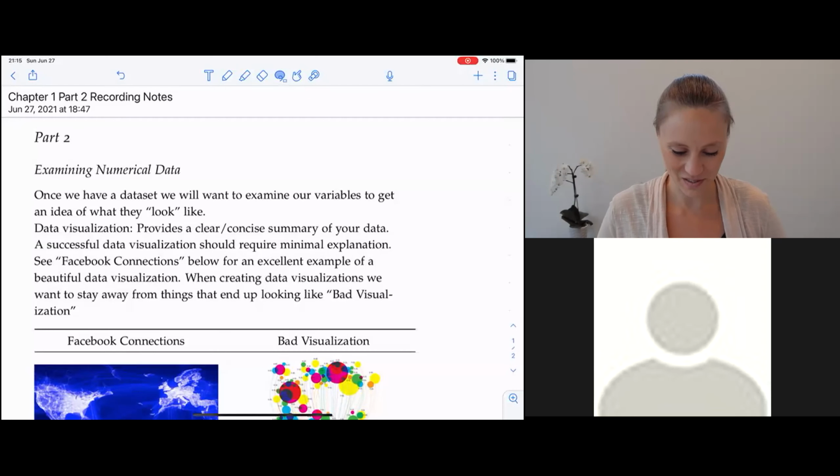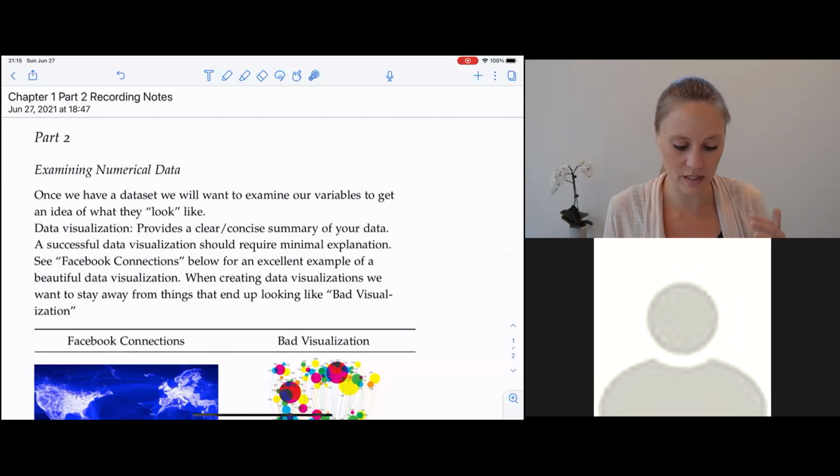Okay, so on to part two. So we've talked about collecting data and how we talk about data intelligently. And now it's time to actually examine it. We'll start with numerical data and then we'll talk about what to do with categorical data. But there's a lot more in numerical data, so that's where we'll start.